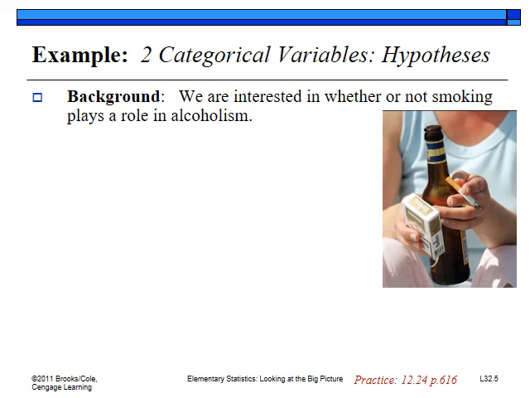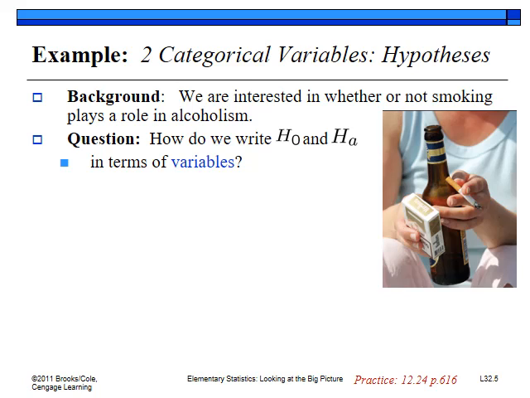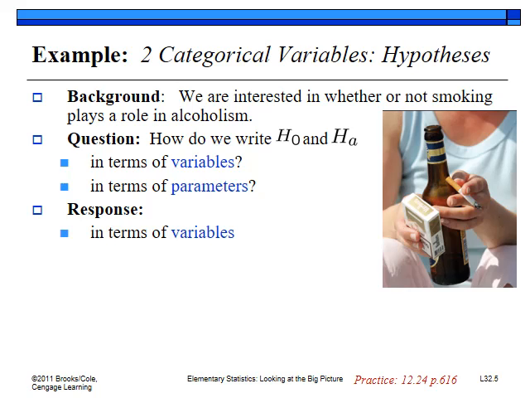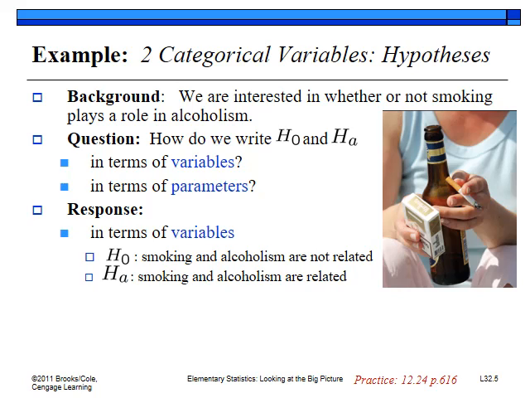So let's say that we're looking at whether smoking plays a role in alcoholism. How do we formulate the null and alternate hypotheses? In terms of variables and in terms of parameters. In terms of variables, the way to formulate the null hypothesis would be to say there is no relationship between smoking and alcoholism. The alternate then would be that there is a relationship between smoking and alcoholism.